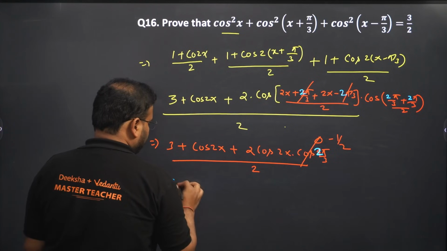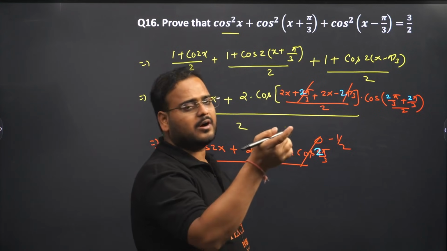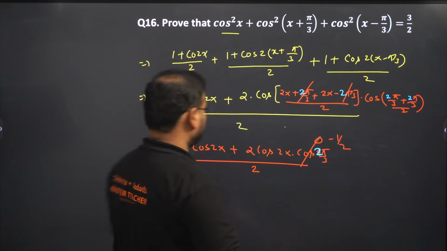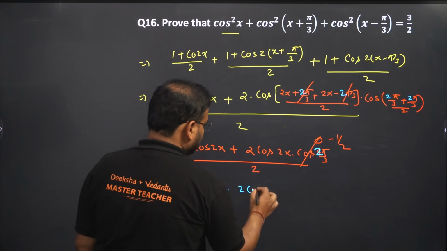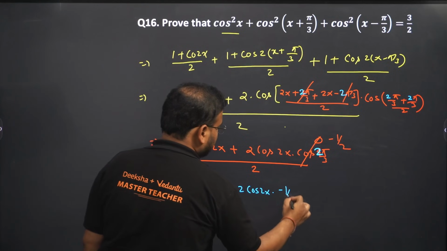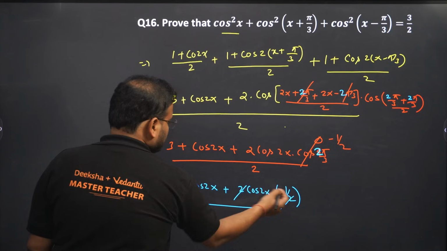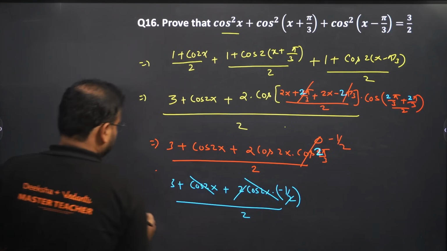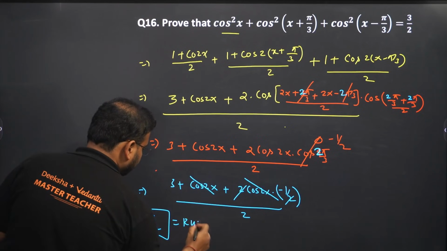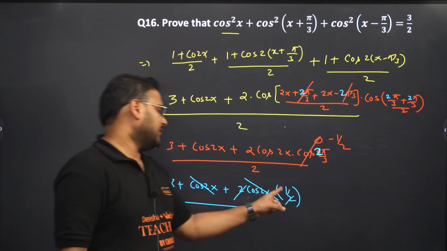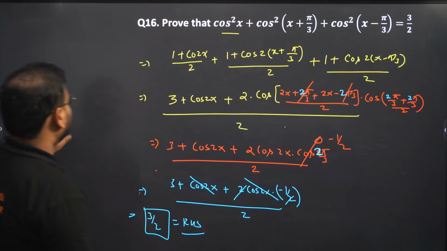So I get here 3 plus cos 2x. There's no correction, I just wrote 4 instead of 2, and I changed that to 2. 3 plus cos 2x plus 2 cos 2x into minus 1 by 2, divided by 2. This 2 and 2 is cancelled. You have minus cos 2x, so this whole thing will be cancelled. You have the answer as 3 by 2, which is nothing but your RHS. It will become minus cos 2x plus cos 2x, so simply 0. Got it? Let's move on.